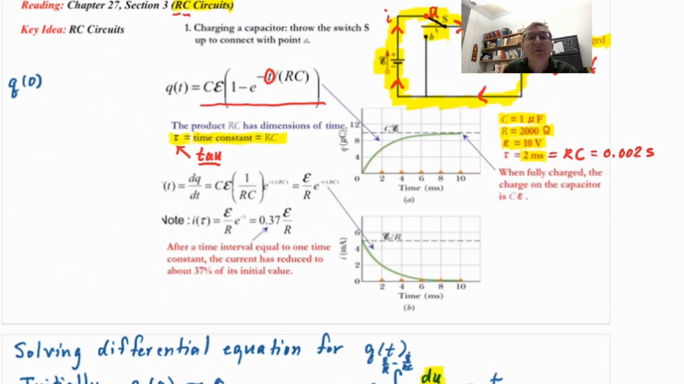But that's inside a parentheses, and it's 1 minus that. Well, 1 minus 1 is 0. And 0 times C times the EMF is still 0. So the initial charge is 0. And sure enough, the graph at time 0 starts with a Q of 0, right down there. And then it smoothly rises.